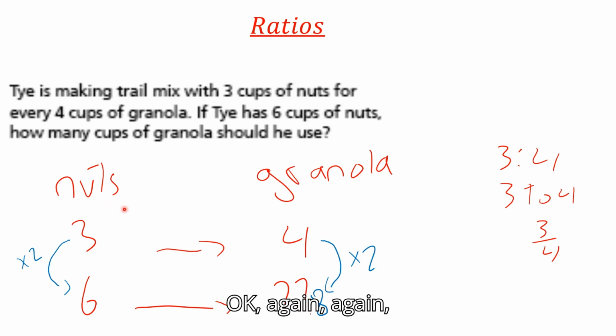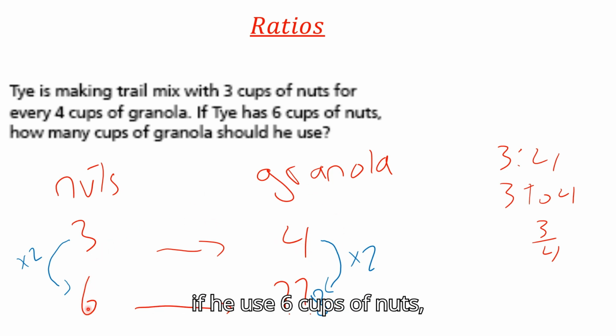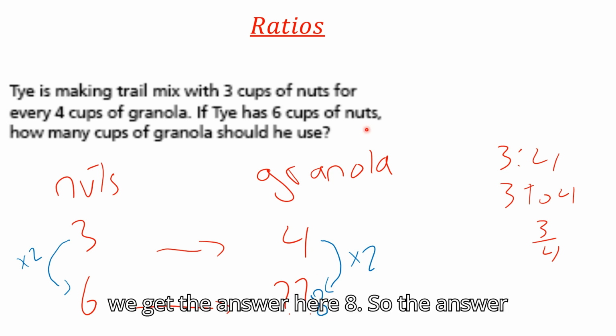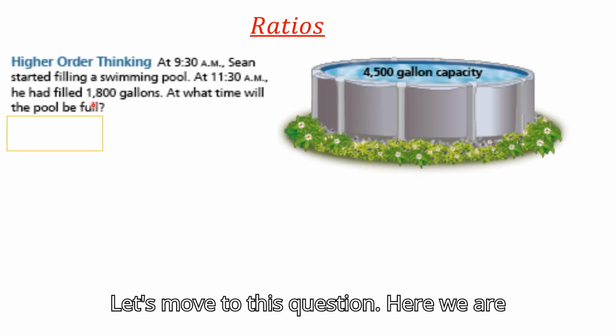Again, if he uses 3 cups of nuts for every 4 cups of granola, and if he used 6 cups of nuts, so we use 8 cups of granola. We get the answer here, 8. So the answer here, 8 cups of granola. Let's move to this question.